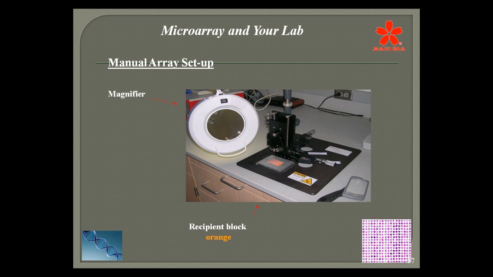This is a manual array setup. It's showing you the array system. You've got a magnifier there that you can use that has a light in it that will enable you to see the cores and see better what you're doing as you're placing them into the holes. Then you have a recipient block, which is an orange cassette, as you're seeing it placed into the holder and tightened down with the set screws so that it's held in place.